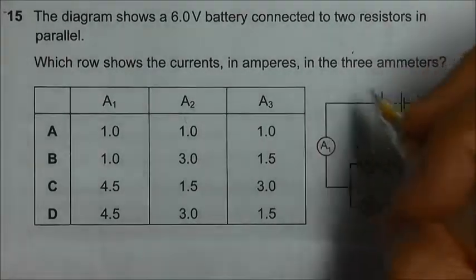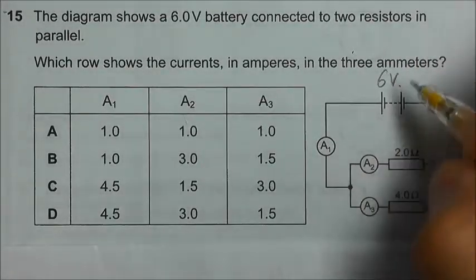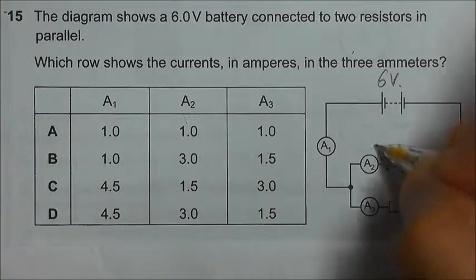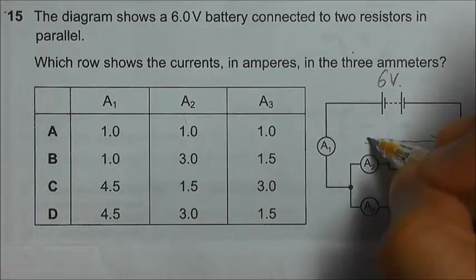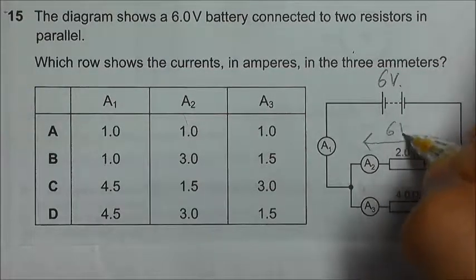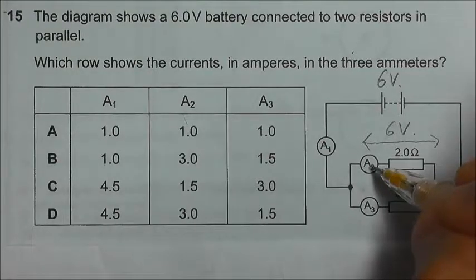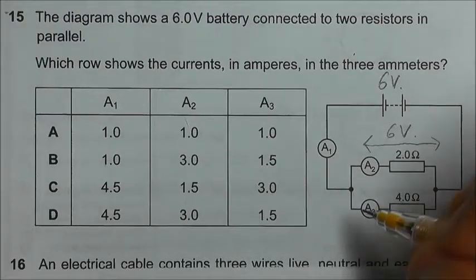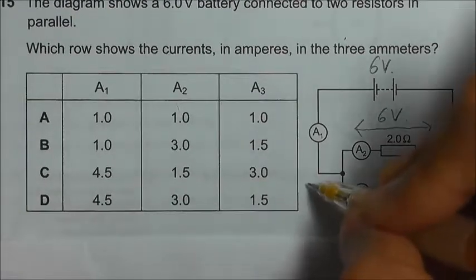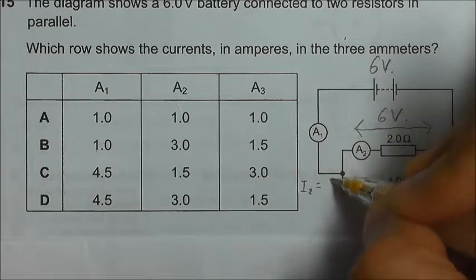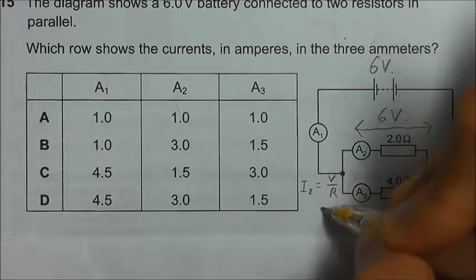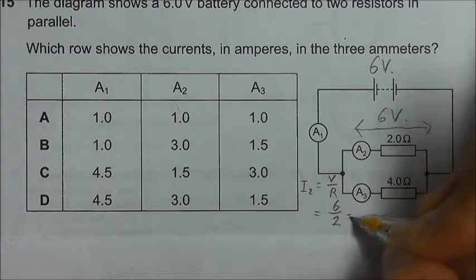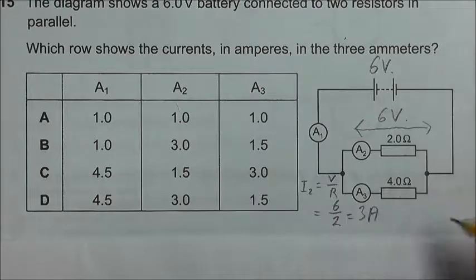Okay, we know that the battery is 6 volt. Since the battery is connected in parallel to the 2 ohm and the 4 ohm, the potential difference across the 2 resistors should be 6 volt as well. Okay, so we want to find out what is A2 and A3. We can just use the formula. I2 is equal to the voltage divided by the resistance. That will give us 6 divided by resistance 2, which gives us 3 ampere.